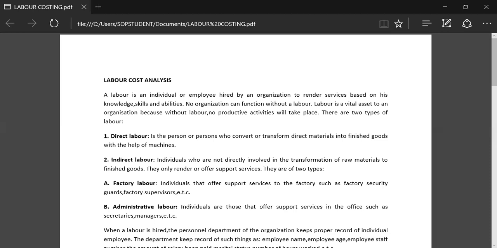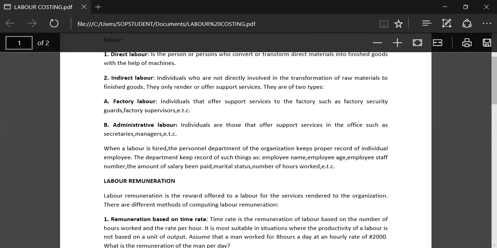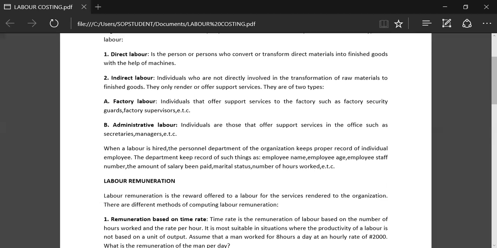And they can be further divided into factory labor and administrative labor. The factory labor are those that offer support services to the factory, such as security guards and supervisors, while the administrative labor are those that offer support services in the office. That's the secretaries, the clerks, the manager.